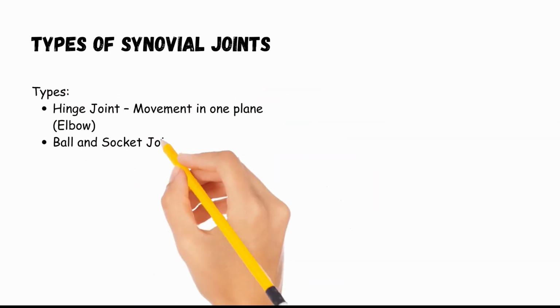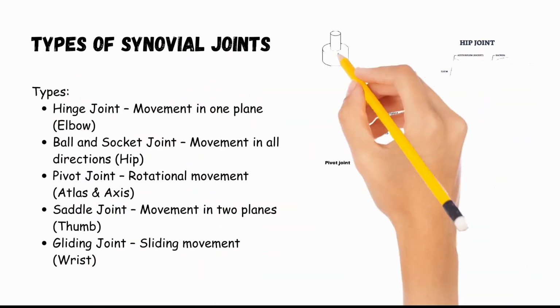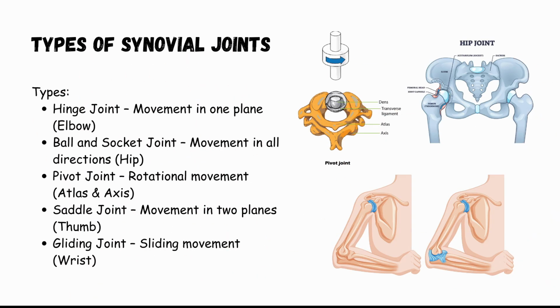There are several types of synovial joints based on shape and movement. Hinge joint: movement in one plane, like the elbow. Ball and socket joint: movement in all directions, like the hip. Pivot joint: rotational movement, like atlas and axis. Saddle joint: movement in two planes, like the thumb. Gliding joint: sliding movement, like wrist bones. Each type is adapted for specific movements.